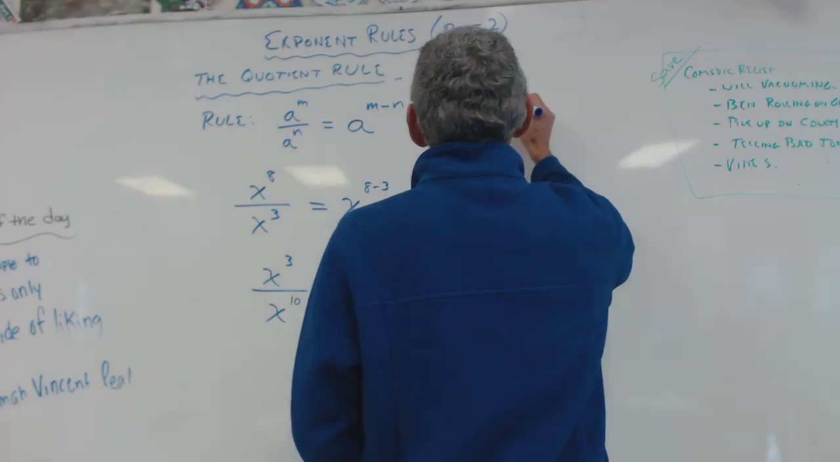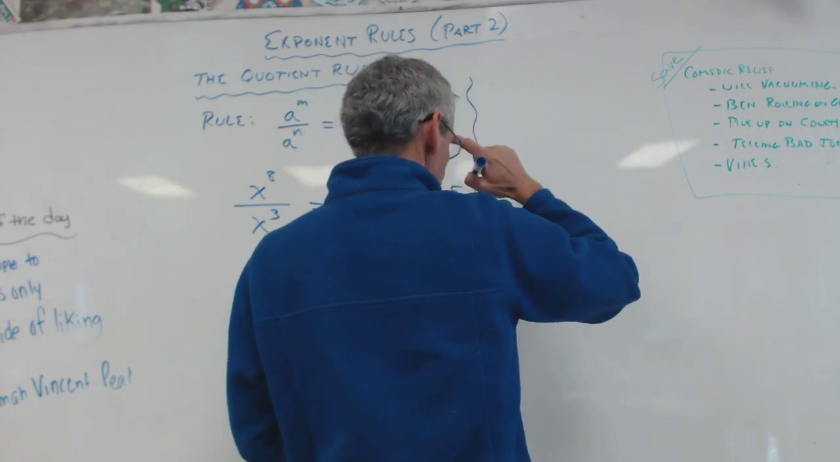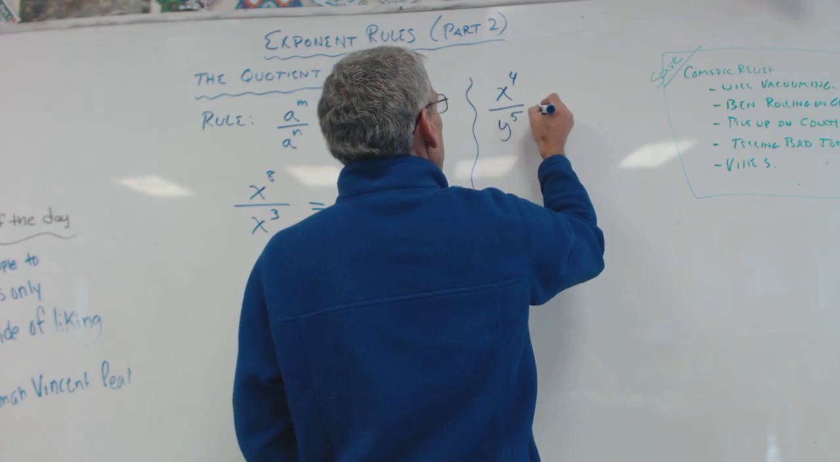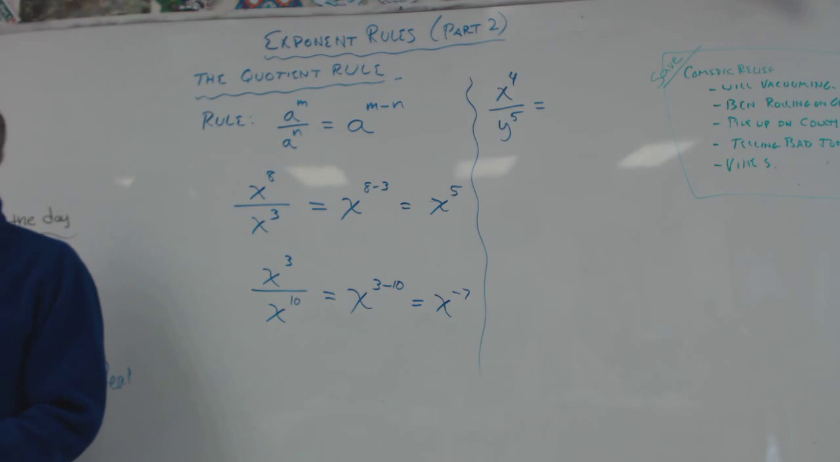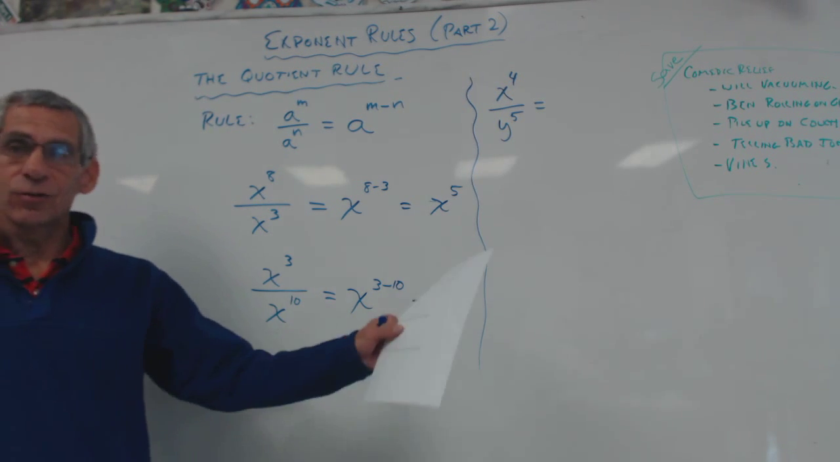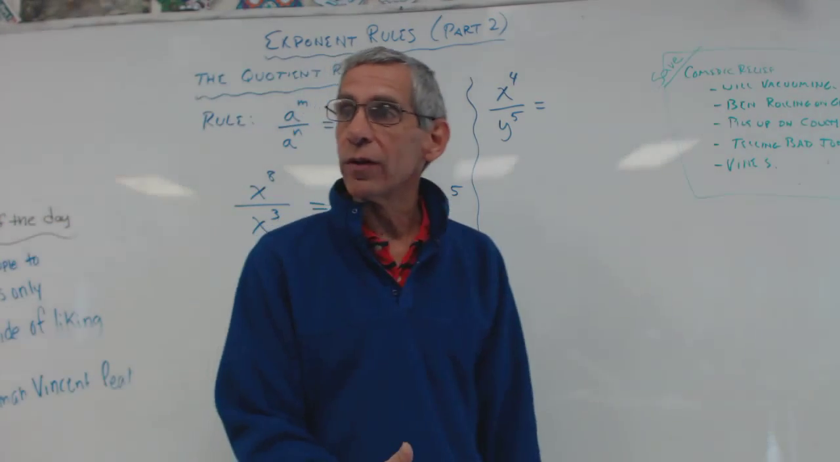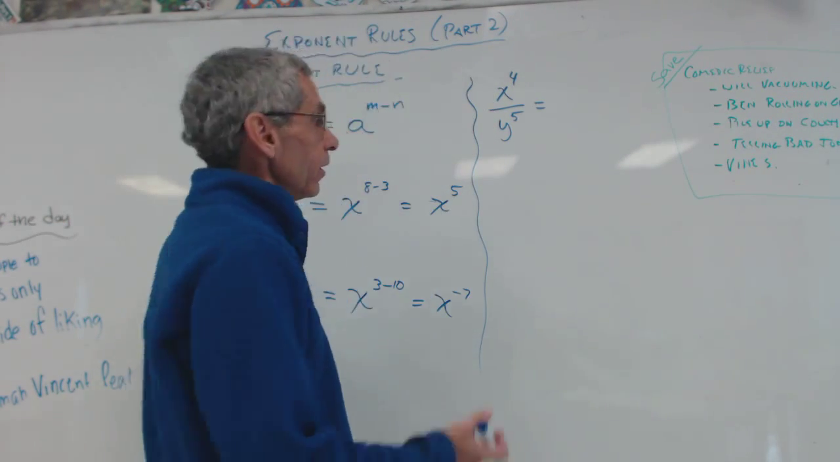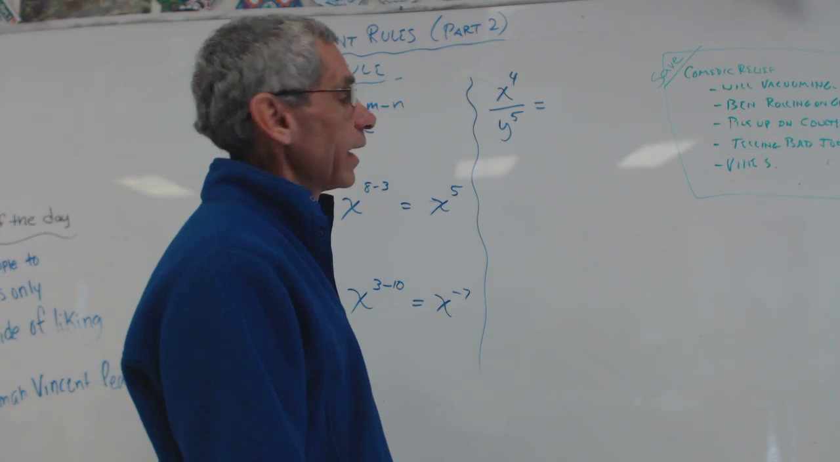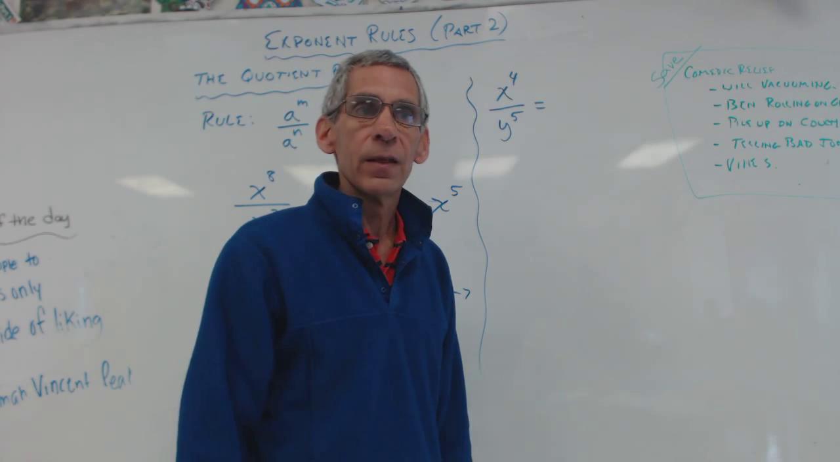Okay, got it. So what if I did x to the 4th over y to the 5th? What would that be? You can't simplify them. Are they same bases? No. Well, then we can't use our rule, right? We can't use our rule if they're not the same bases. That's the rule. It has to be the same bases. Therefore, I just leave it the way it is. That's the answer. There's nothing I can do. I cannot simplify that any further. That's as far as I go.